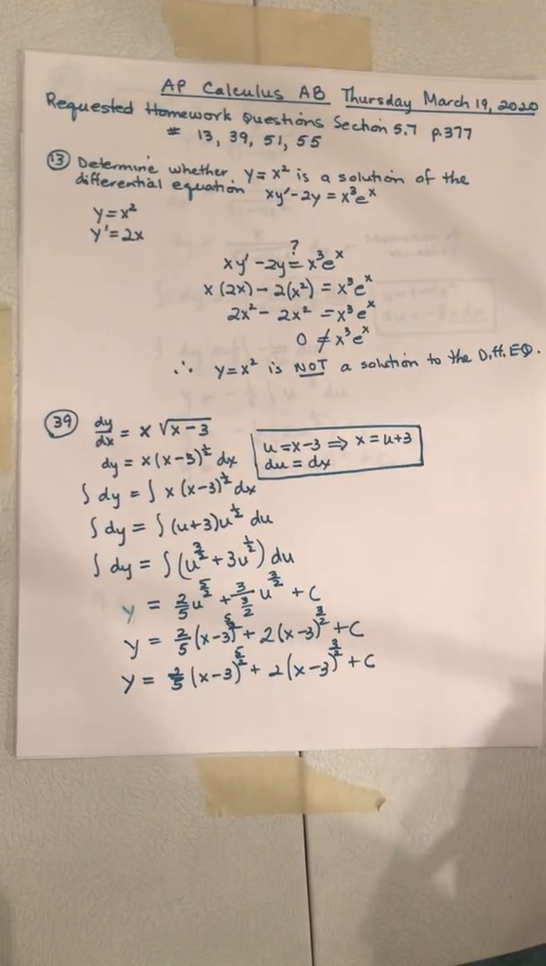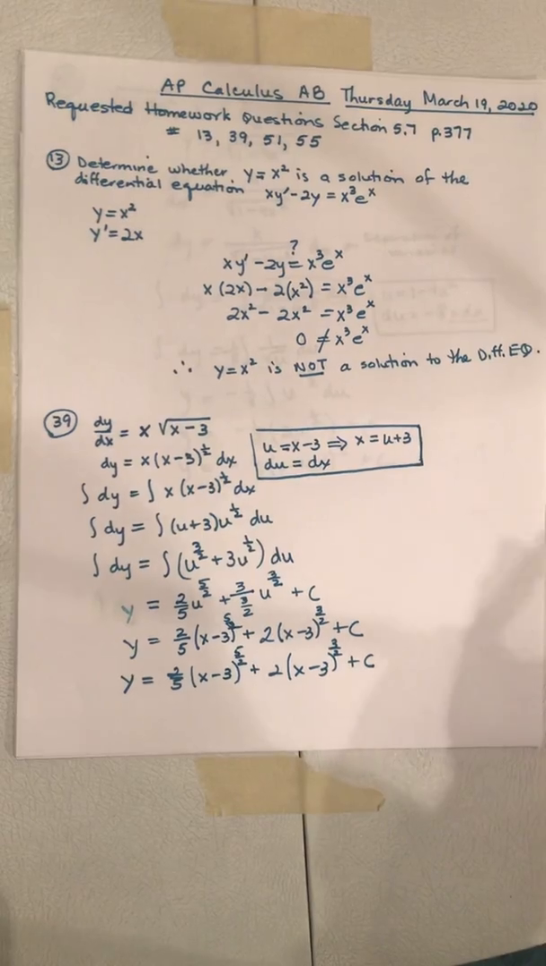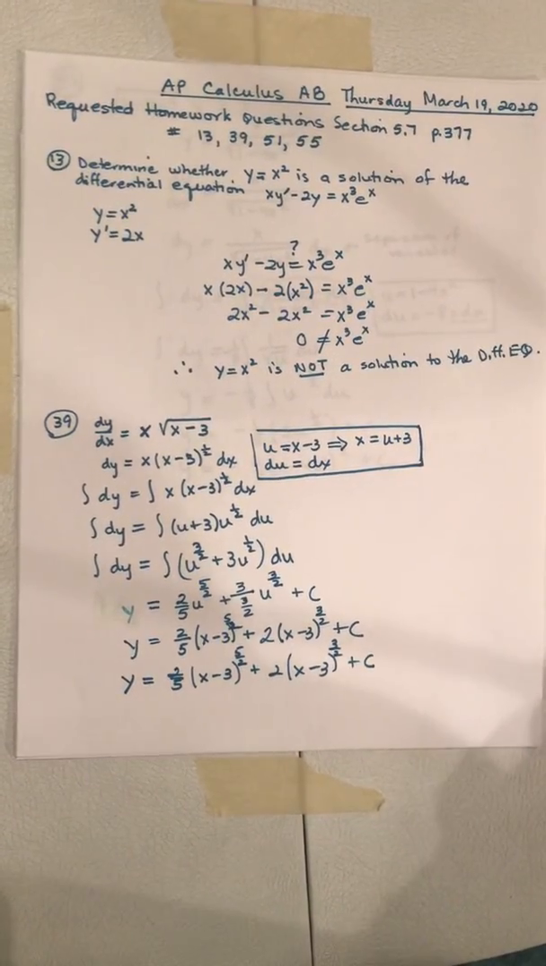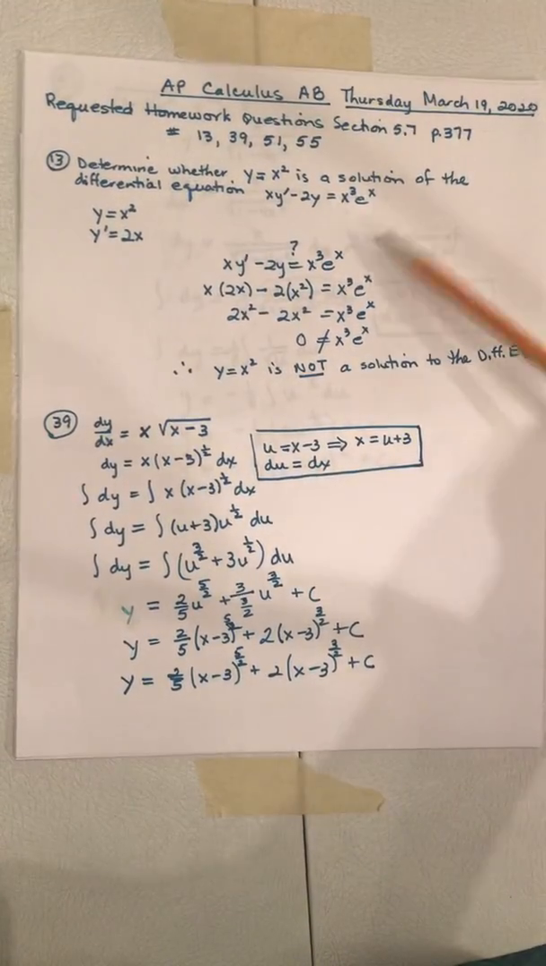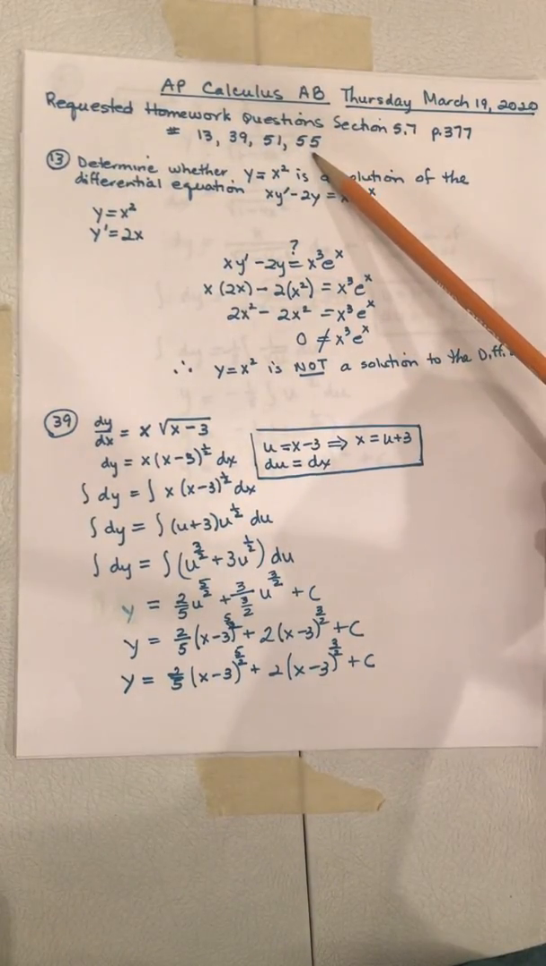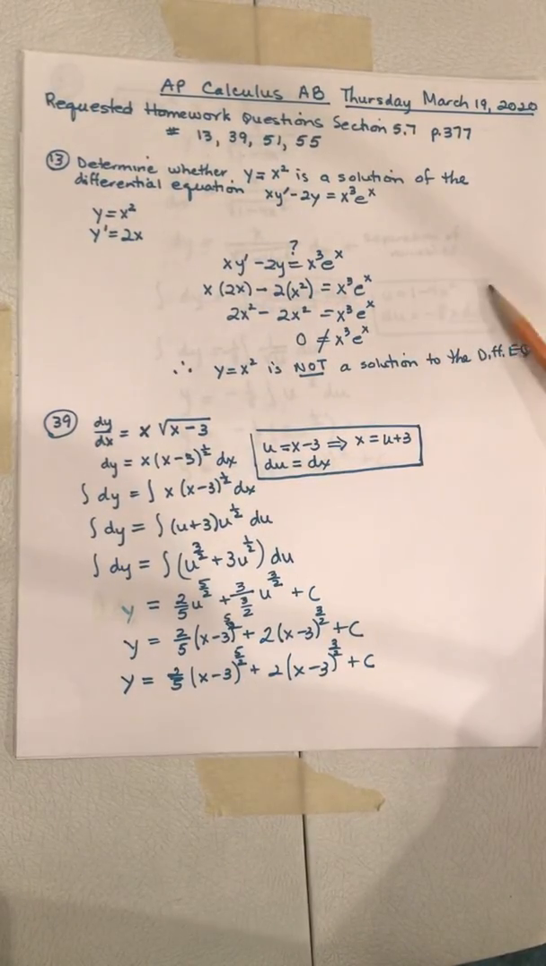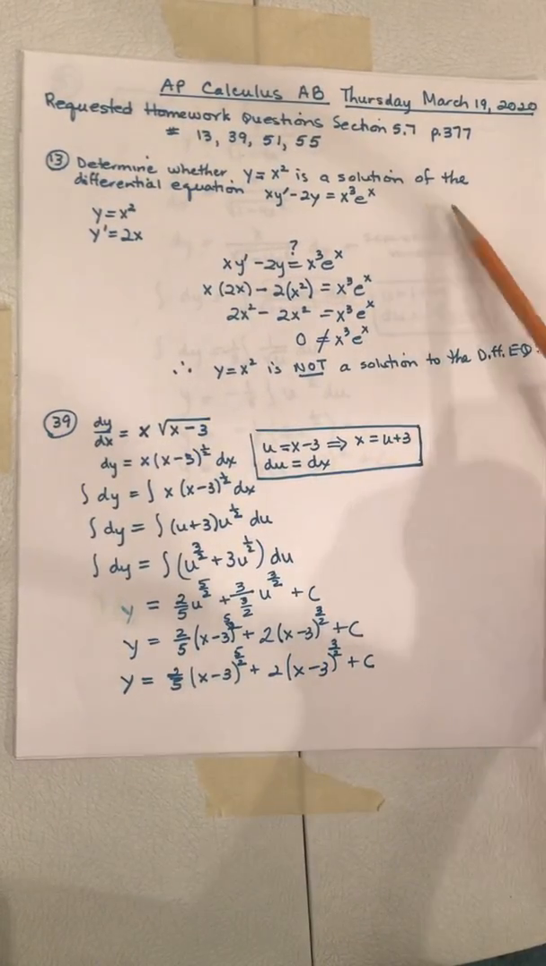So the first thing I have are some questions that people emailed me. The questions I'm going to address are in section 5.7, page 377, and the questions are 13, 39, 51, and 55. If you got all those questions, you can just skip ahead to my notes today. All right, so let's start with 13.